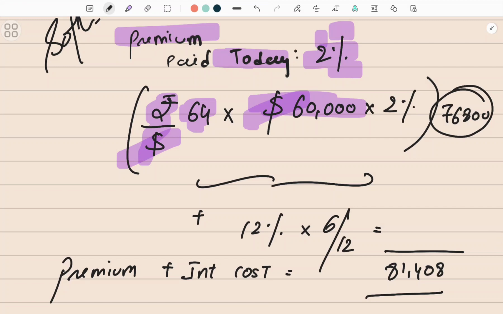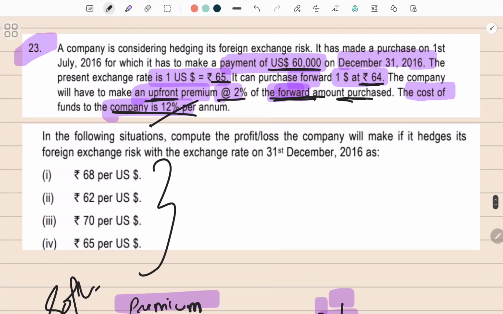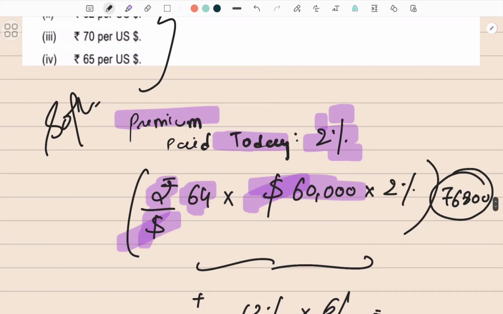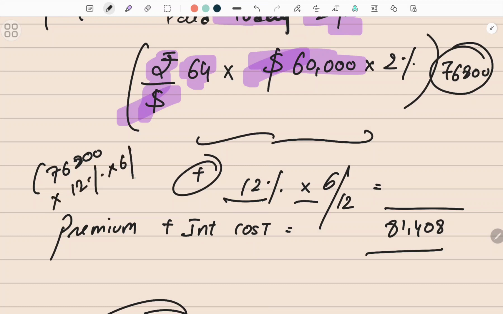To pay this upfront premium, the company has to borrow from the bank, and the cost of that fund is 12% to the company. For how many months am I borrowing? Today I'm standing in July, up to December full month: July, August, September, October, November, December, 6 full months. So I have to pay interest on this amount at 12% for 6 months. That is 76,800 into 12% into 6 by 12. This is the cost of funds to the company.